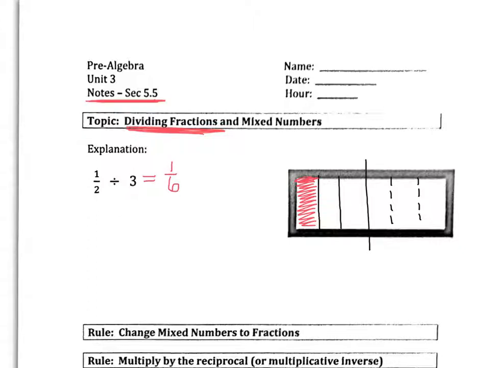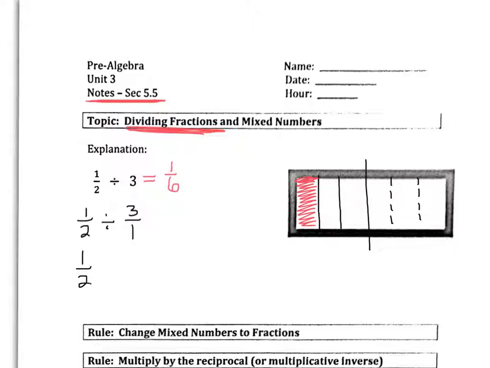Okay, how can we get that without drawing a picture? Here we go. You're going to take 1/2 divided by, and instead of writing 3, I'm going to write 3/1, because those two are the same. 3 is the same thing as 3 divided by 1. Okay, now here's the magic.